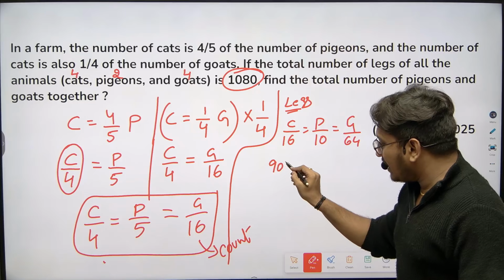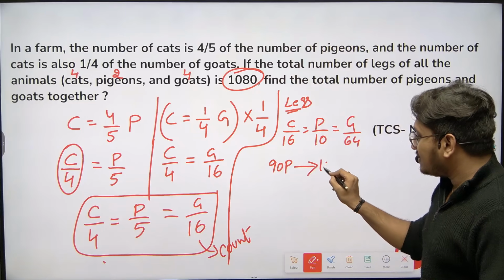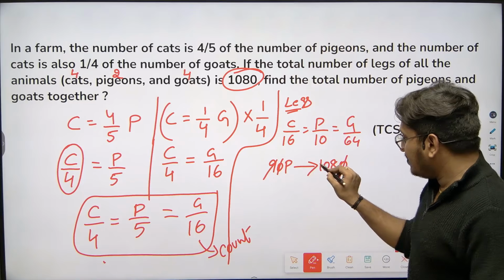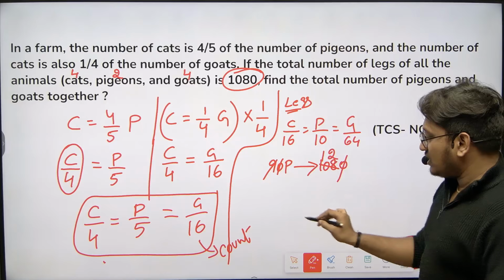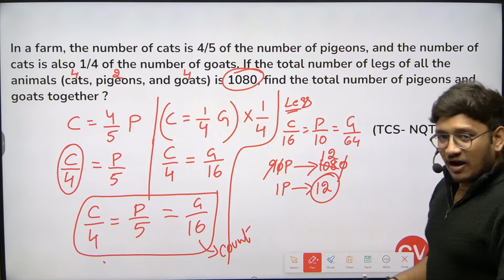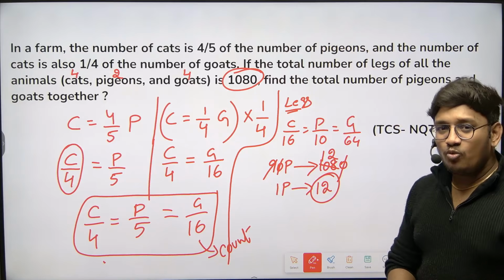So total 90 parts is nothing but 1080. The zeros will get cancelled: 9 1 times, 9 2 times. So one part value is given as 12. When one part value is given as 12, now what you need to find?